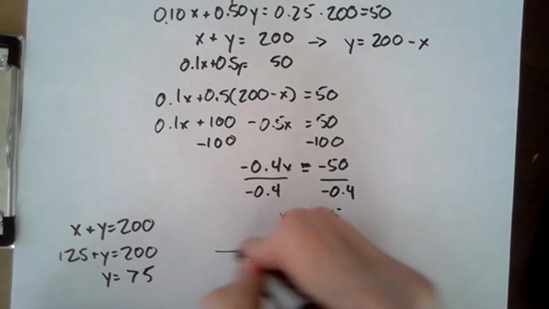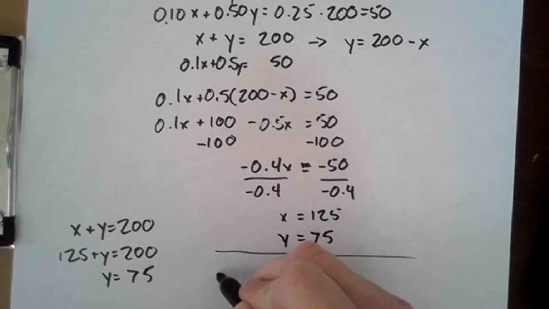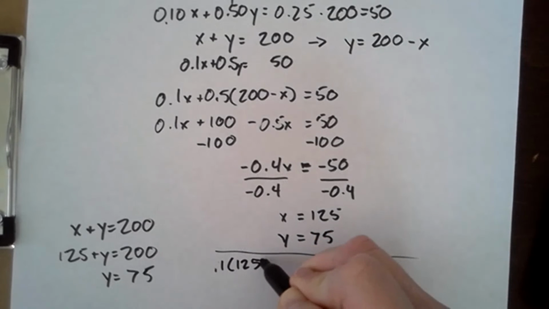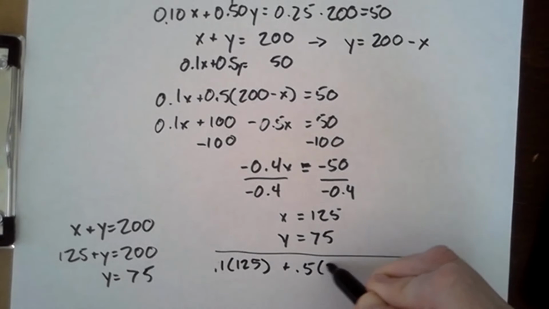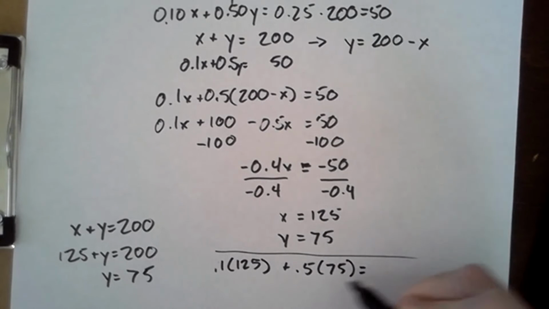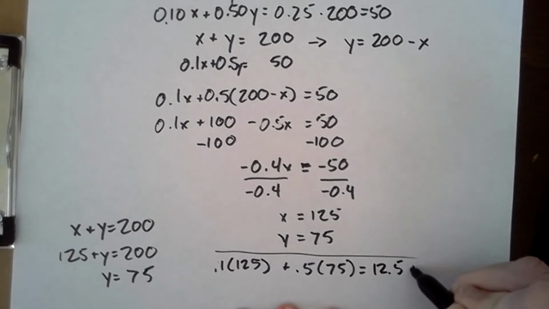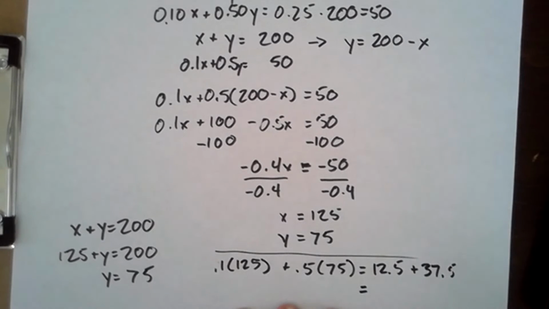The best way to check this is to plug this information into our second equation. 0.1x, 0.1 times 125, plus 0.5y, 0.5 times 75, is 12.5 plus 37.5. When we add those two numbers together, we get 50. There we go. That tells us that our solution is correct.